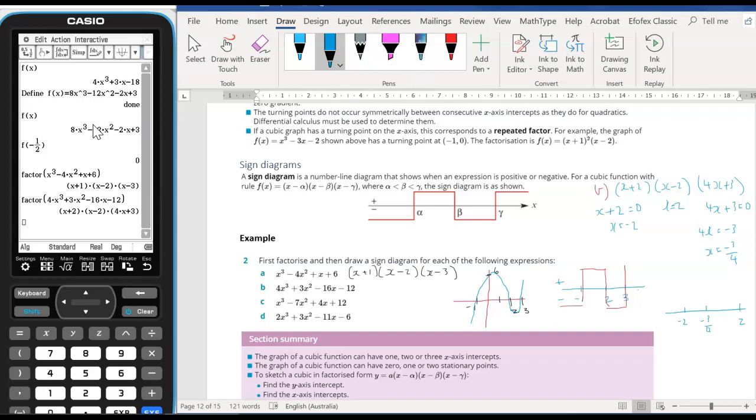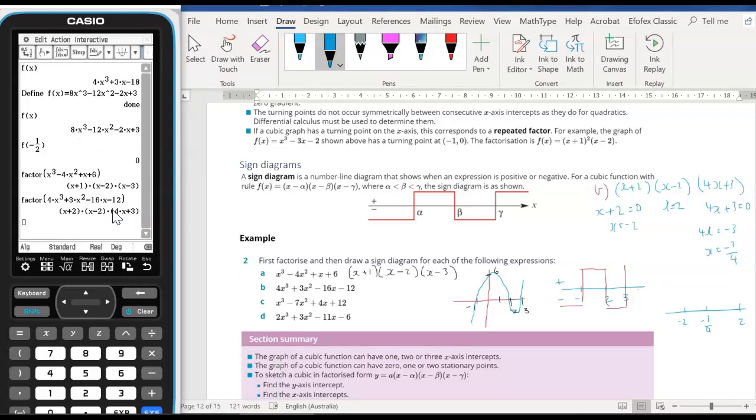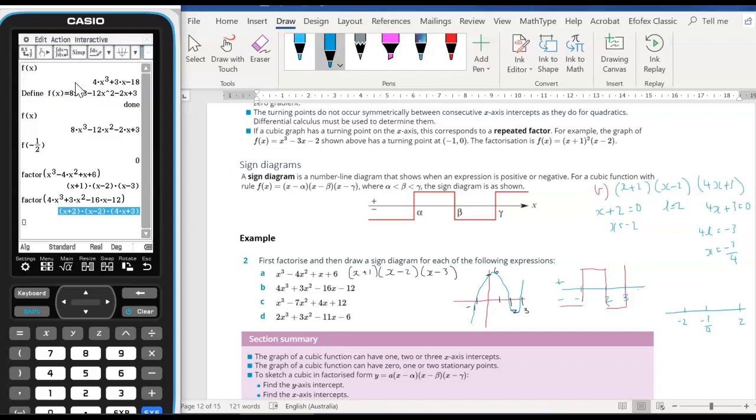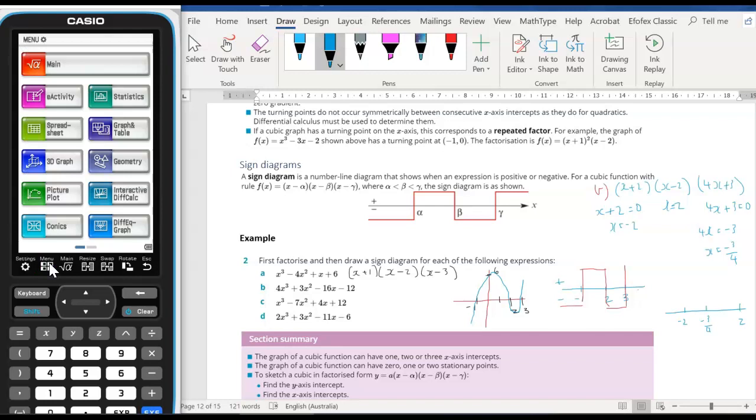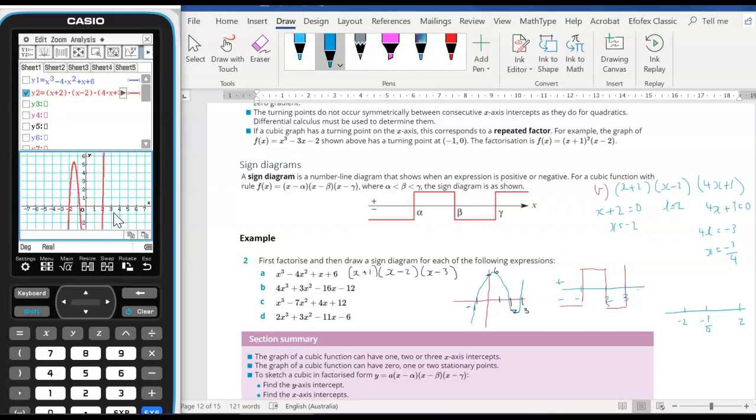So if you want to check, what I might do is copy, actually. I don't know how to copy on here. Let's just see if I can do it. Good. All right. Transformation, factor. Oops, no, we don't want to do a factor again. We want a graph, sorry. No, we'll get rid of that one. Put the second one in. I'm going to graph that. All right, so if we just zoom out a little bit.